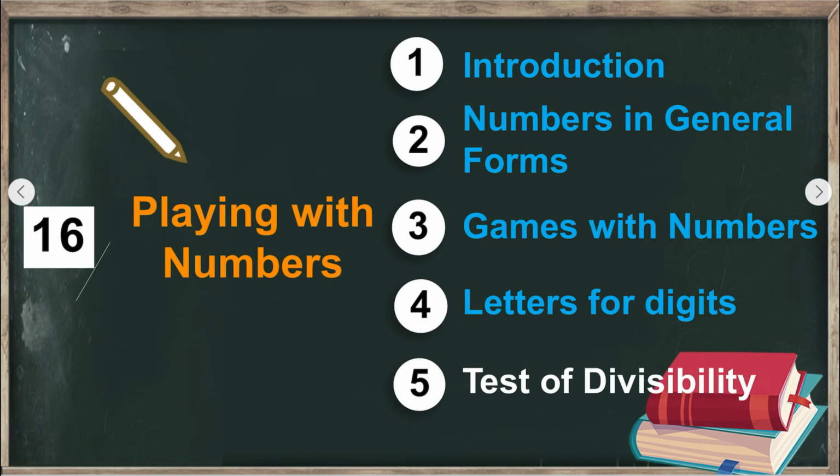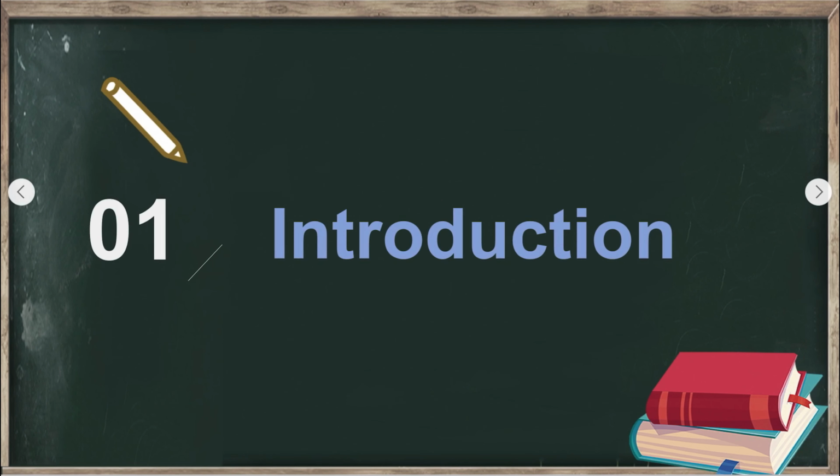The chapter number 16, playing with numbers, is divided into a total of 5 subtopics, out of which we are going to study the first 4 subtopics in this particular session. Out of these 4, only these 2 are important, so we'll be focusing on these 2, that is a number in general form and the letters for digit. Let's start with the introduction part.